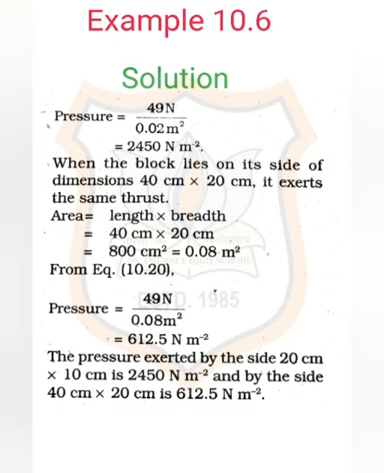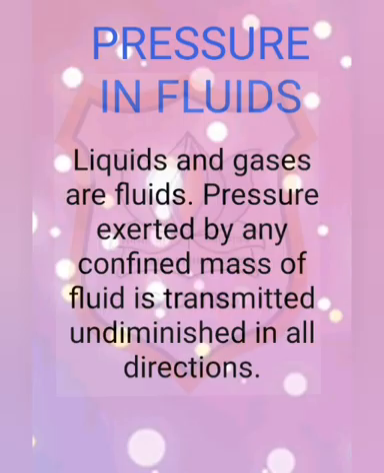The pressure exerted by the side 20 cm cross 10 cm is 2450 Newton per meter square, and by the side 40 cm cross 20 cm is 612.5 Newton per meter square. Therefore, the same force acting on a smaller area exerts a larger pressure, and a smaller pressure on a larger area. This is the reason why a nail has pointed tips, knives have sharp edges, and buildings have wide foundations.